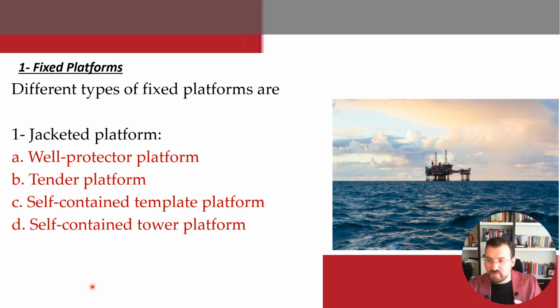So we have different types of fixed platforms. First of all, the jacket platform. There are four types of these jacketed platforms: one of them is the well protector platform, the tender platform, the template platform, and the self-contained tower platform. So four different types of jacketed platforms are available in the industry, in the market.